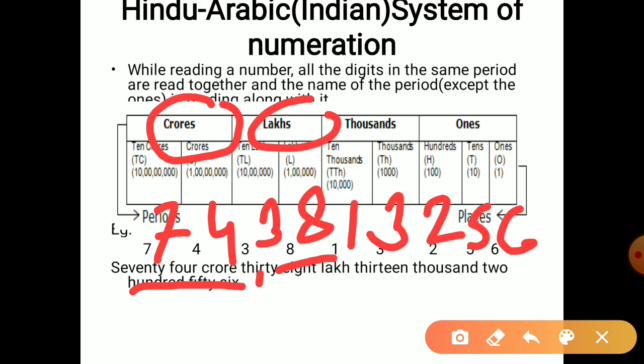So I'll read 38 lakhs. In thousand period, I have two numbers 1 and 3. I will read this like 13,000, and the digits in ones period are read along with it. They are not read together. So I'll read 256. So my answer will be 74 crore 38 lakhs 13,256. I hope you got it how to read a number according to this Indian system. We will solve some more examples.